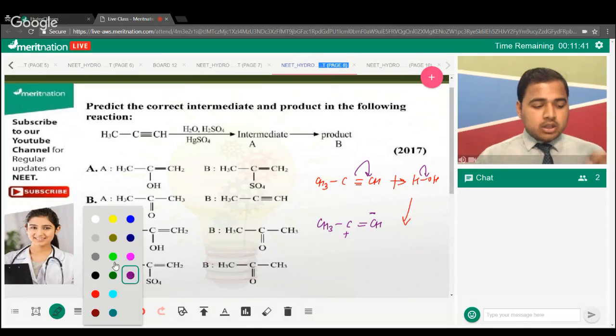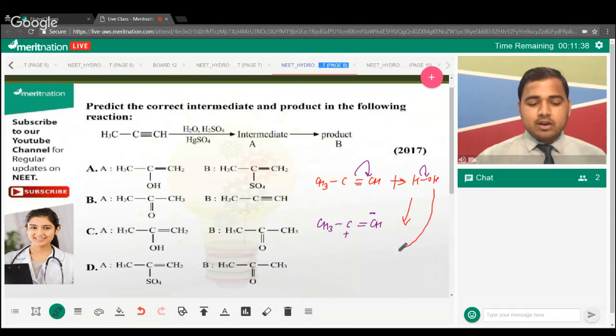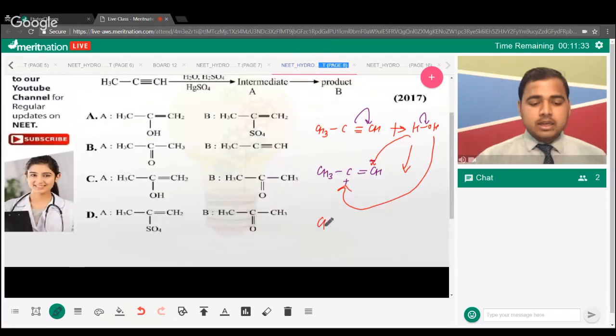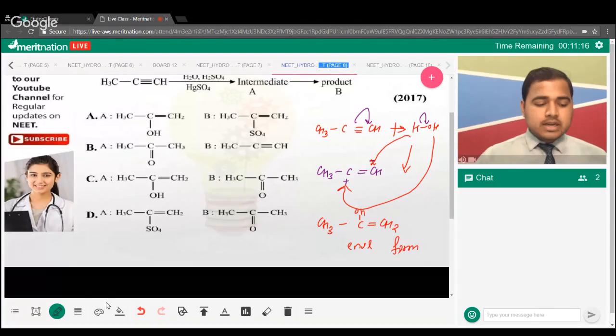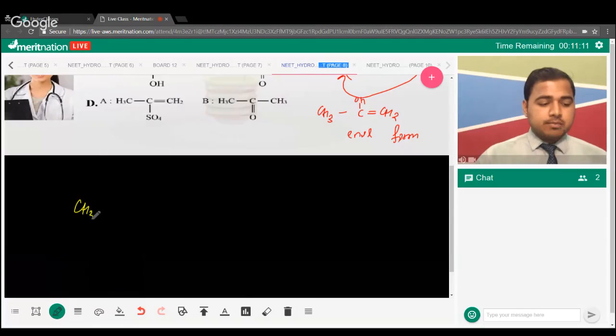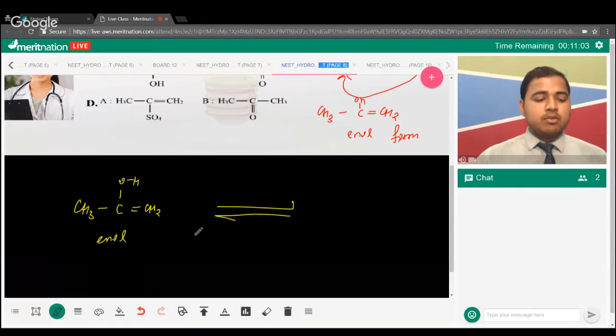So what happened? On the positive side, the negative will attack. On the negative side, the positive will attack, and it will form CH3-C(OH)=CH2. So this is the enol form. Right now, students, there is confusion. What happened? This is the enol form, CH3-C(OH) double bond CH2. And after this, there will be tautomerism.